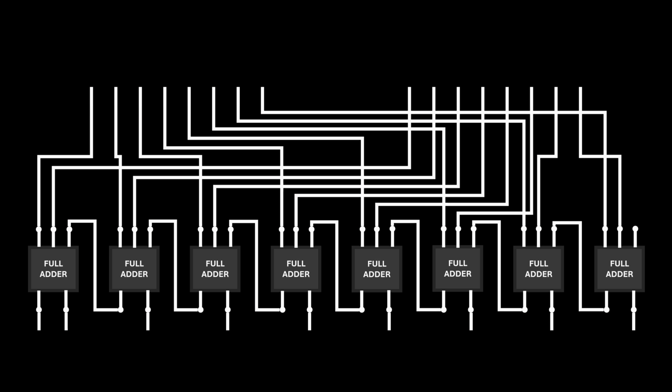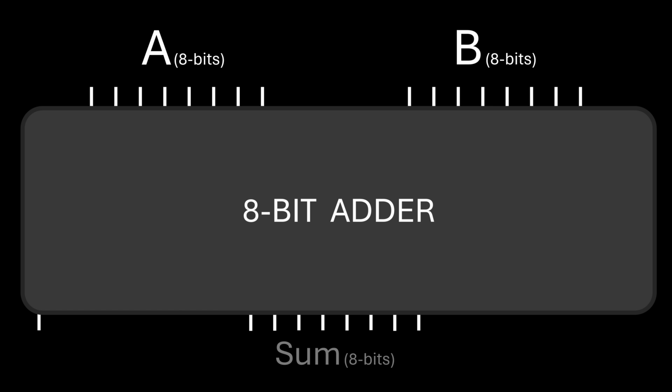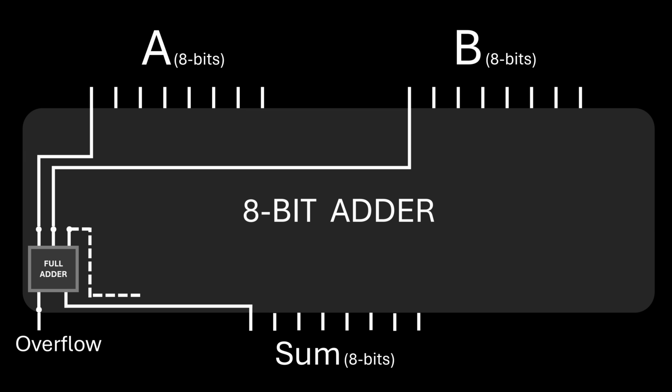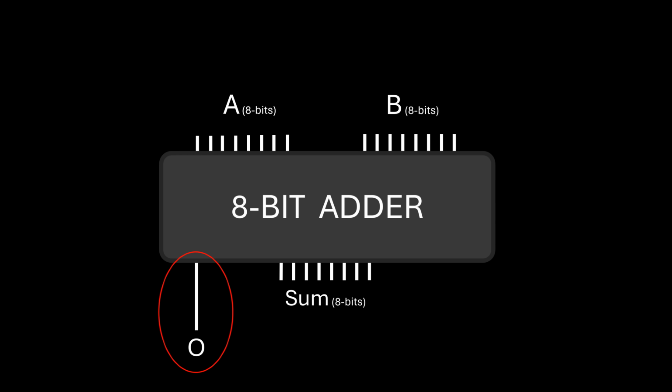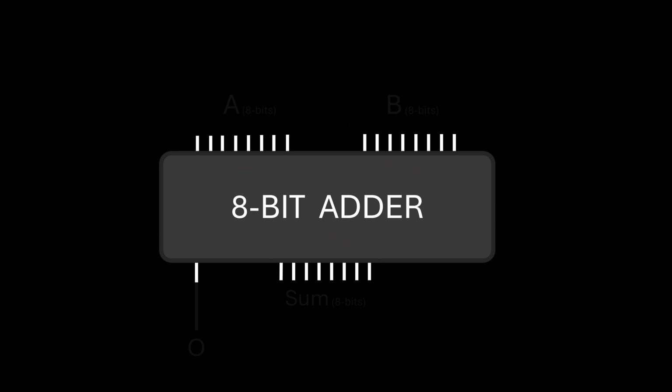Before things become overly complex, we can one more time package all of this functionality into a special component known as an 8-bit adder. An 8-bit adder takes two 8-bit numbers as input and produces the sum of the inputs as another 8-bit number. It also provides an overflow signal, which is essentially the carry-out output of the last full adder inside. This overflow signal is crucial because it informs us whether the storage capacity being utilized is adequate to represent the result of the operation.